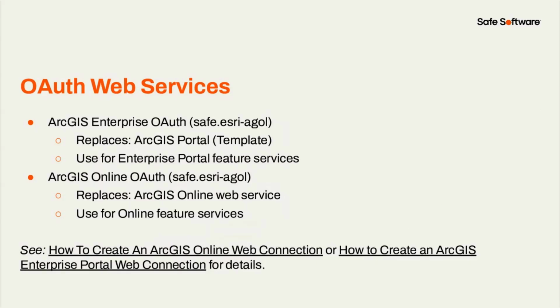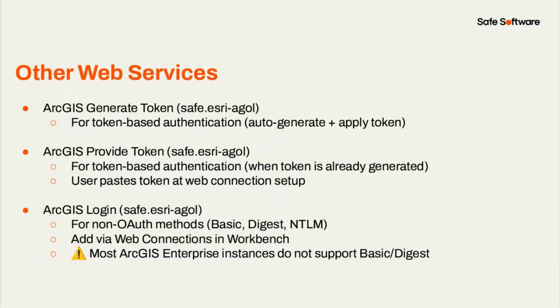If you're using ArcGIS Online, the OAuth web service is probably the way to go, unless you have a special workflow. And for Portal, it depends on what authentication method your Portal is using. So sometimes the OAuth web service will work properly, sometimes it won't. But we have full details in the articles linked below about how to set up these web services and how to use them.